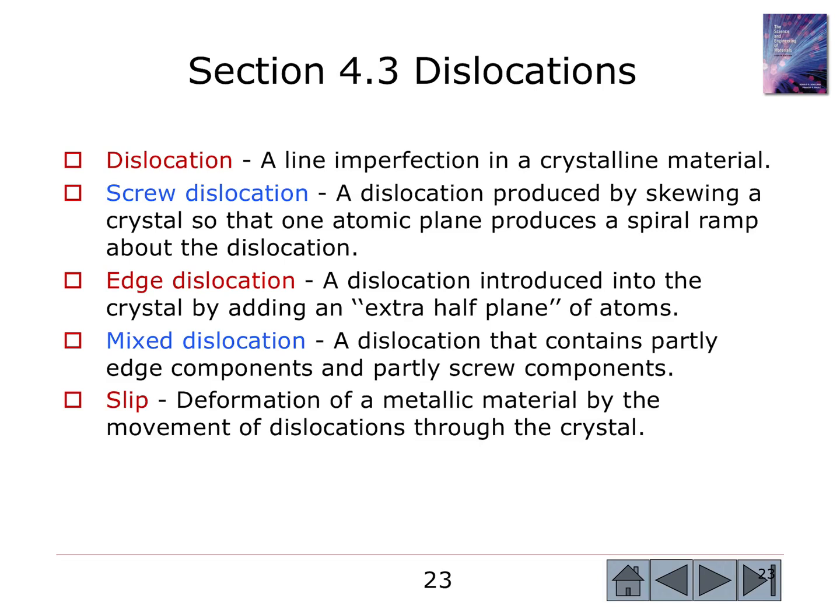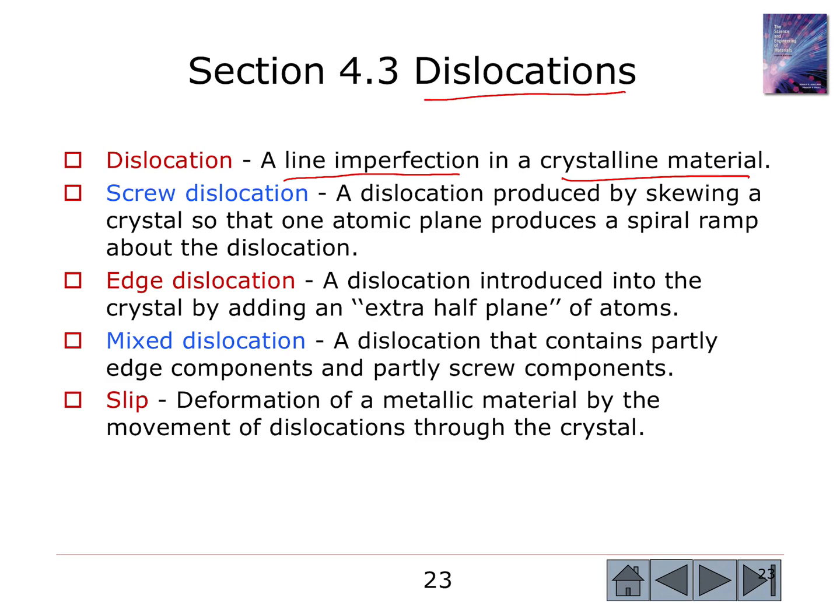In this lecture, we are going to talk about dislocations. They are actually line imperfections. In the previous lecture, we talked about point imperfections. In this lecture, we are going to talk about line imperfections. They are usually called dislocations. So, what is a dislocation? A dislocation is a line imperfection in a crystalline material.